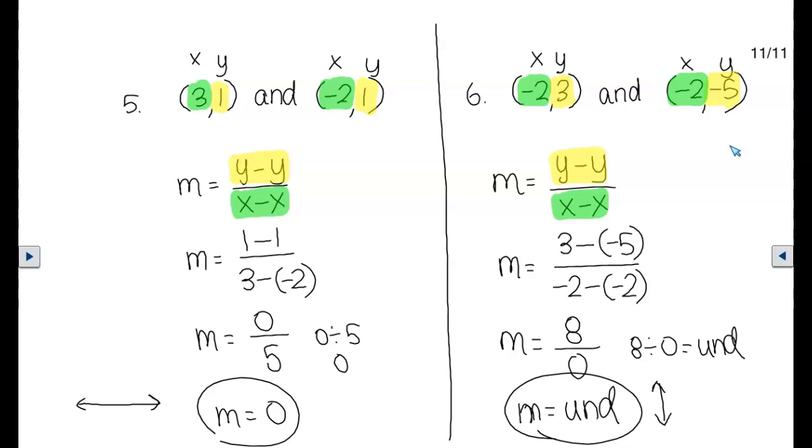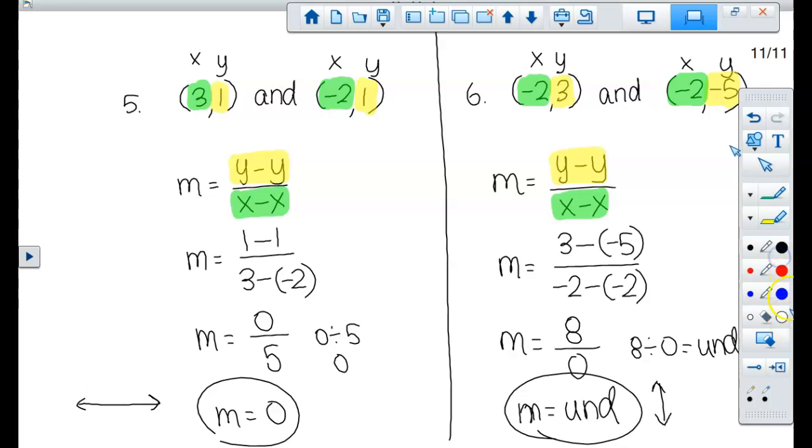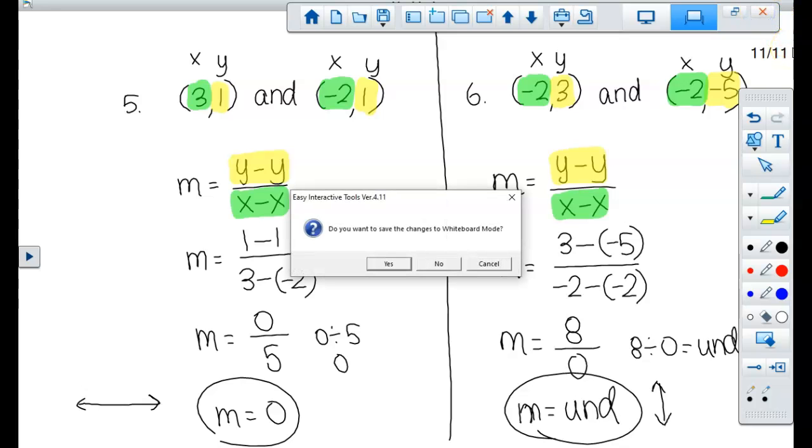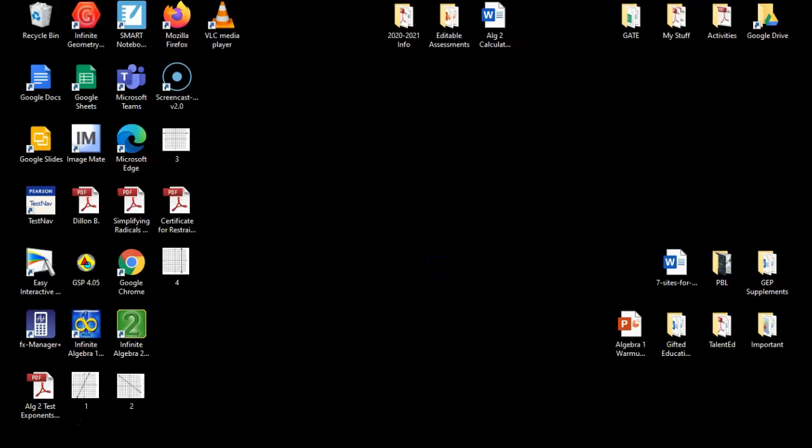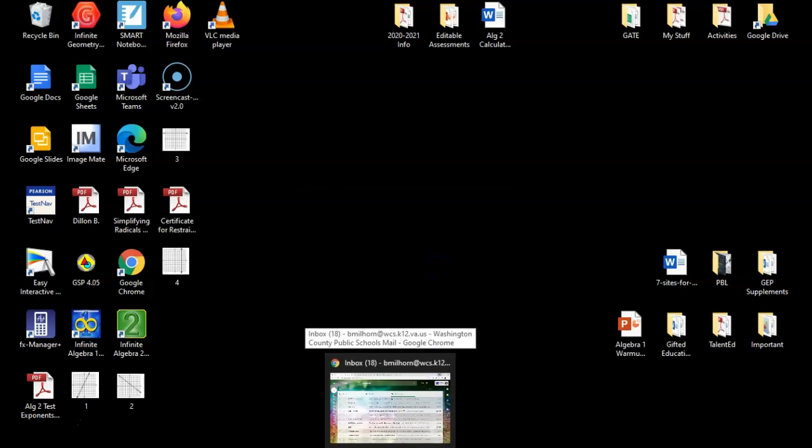If you have any questions at all about this lesson, if there's anything about it that does not make sense, then please contact me with those questions. I will be checking my emails often. So let me know. Quiz on Thursday will be only on finding slope on a graph, so just rise over run.